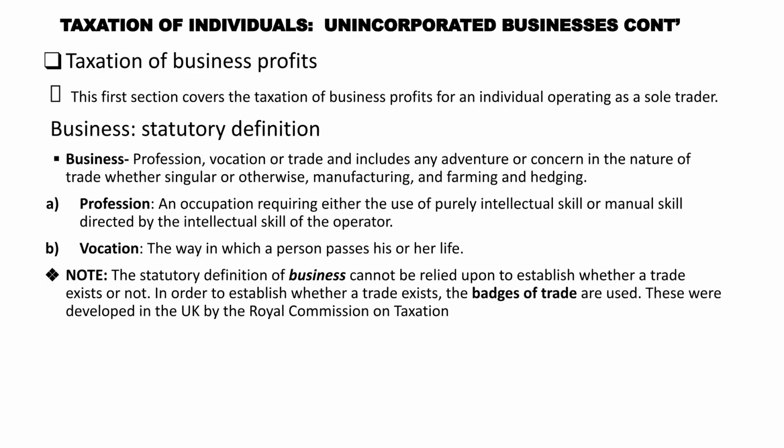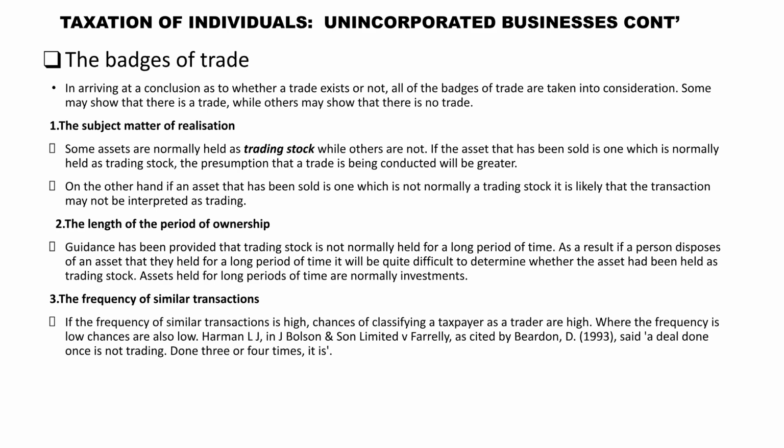A business is statutorily defined as a profession, vocation, or trade. However, this definition isn't sufficient to determine if a trade exists. Instead, the badges of trade, developed in the UK, are used. The badges of trade consider several factors: the subject matter of realization, length of ownership, and frequency of similar transactions all help determine if a trade is being conducted.